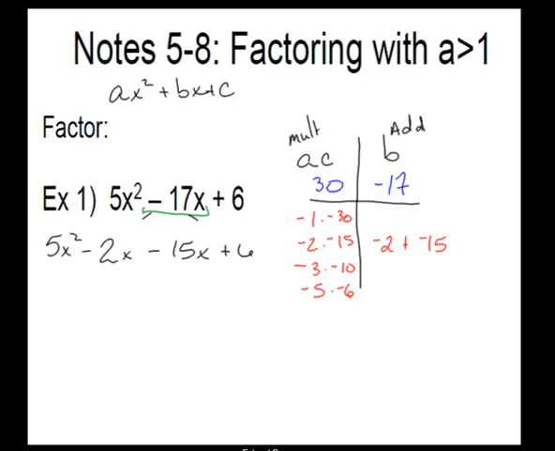And now I'm going to do factoring by grouping, looking at my first two terms right here. What is my GCF for the first two? This is only going to be x. So I'm going to take x out, and in doing so, it leaves me with 5x minus 2.